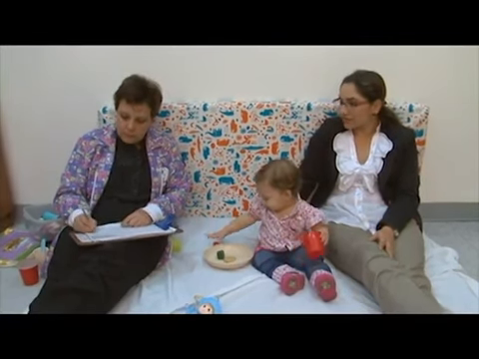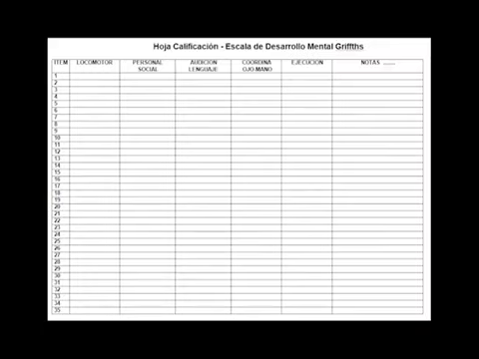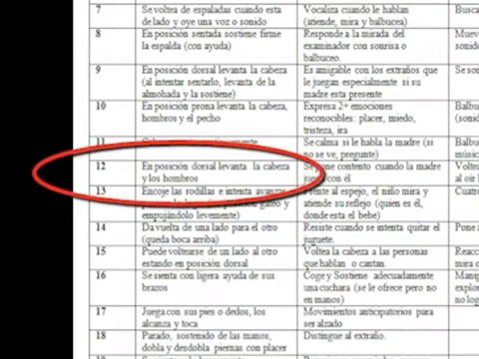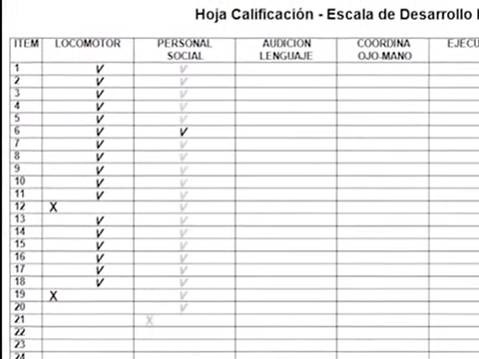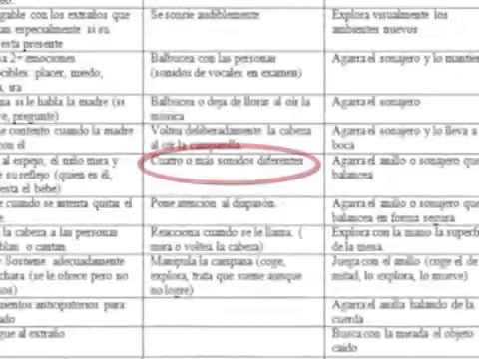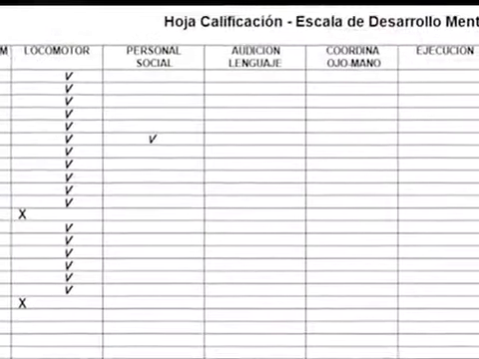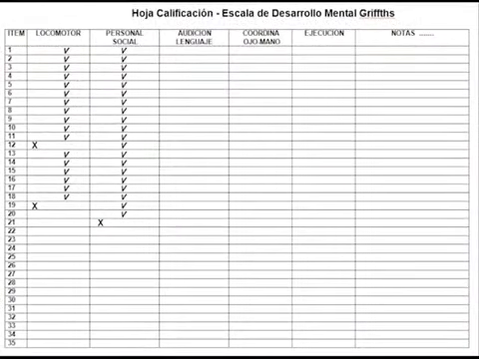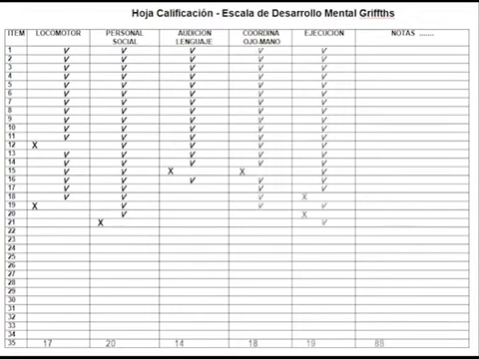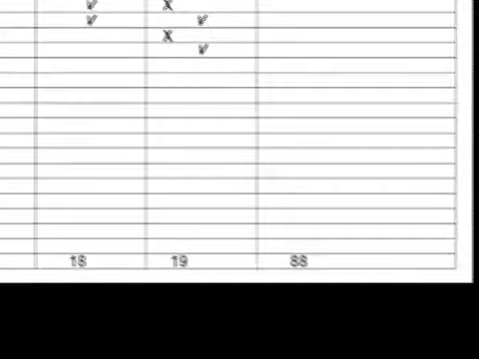A few items can be asked to the parents. Information is registered in a pre-established format. An individual format for every evaluation can be used, or the same format for all the evaluations realized throughout the year. Add all the approved items of every subscale and then the total score is obtained.